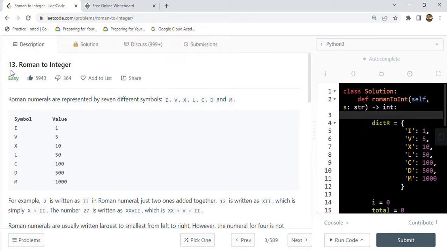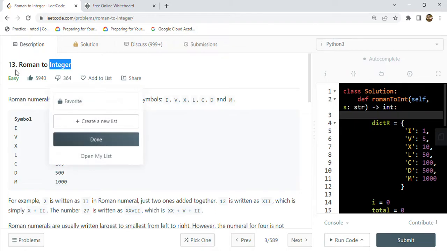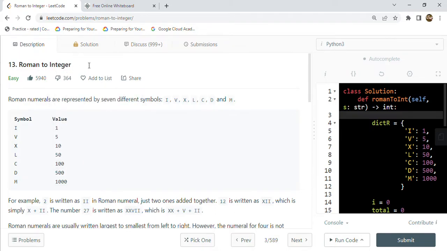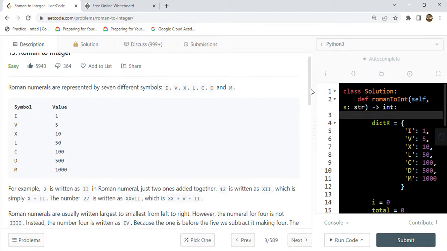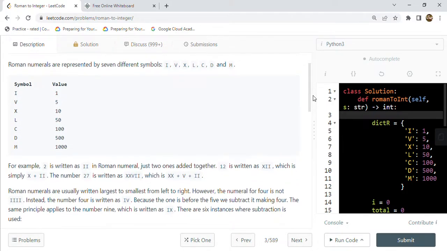Today we will see problem number 13 from LeetCode, that is Roman to Integer. We have to convert the Roman numbers to their integer value. We have to return the integer value for that Roman representation. Okay, this is an easy level problem. Let's check out the problem.